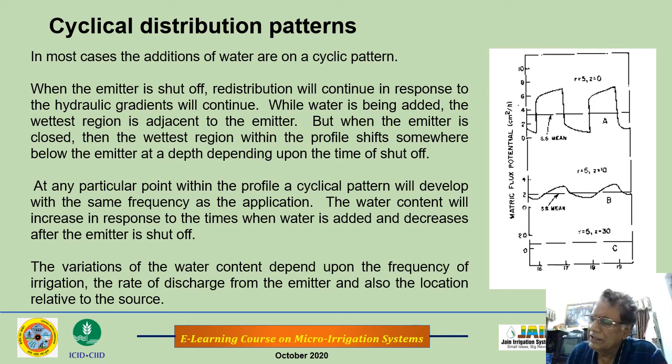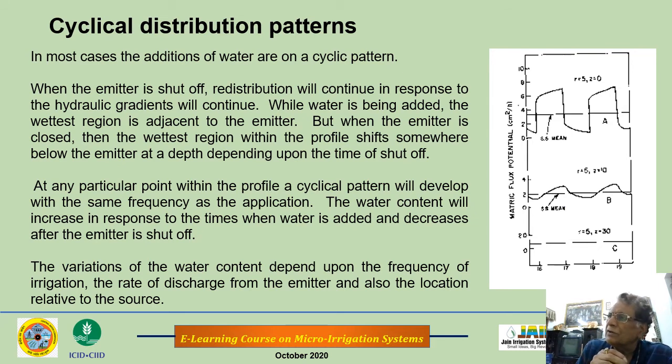If we see that we are applying the water at one particular point through the emitter, and then we are shutting it off, let's say it could be 1 hour, 2 hours, 3 hours of irrigation. But what happens after the irrigation is stopped? The moisture content does not remain static. It starts redistribution by itself under the forces of capillary and gravity in the soil. And again, next time when you apply water, it comes back to the same situation.